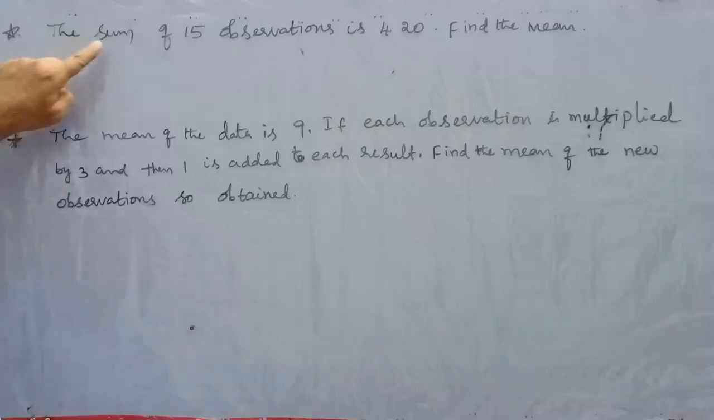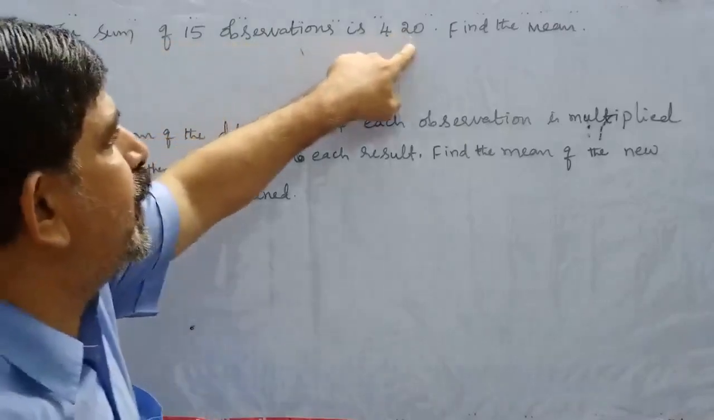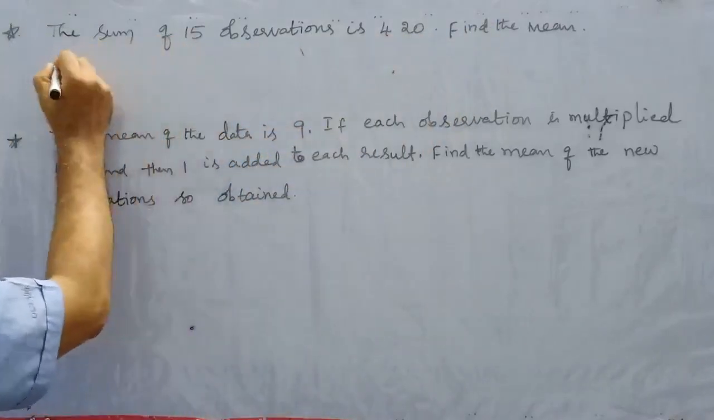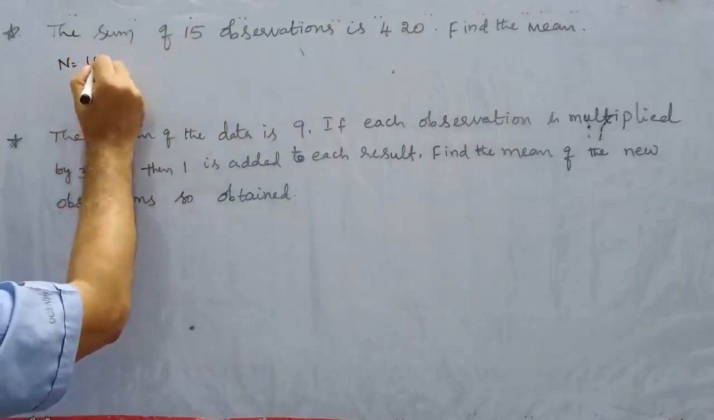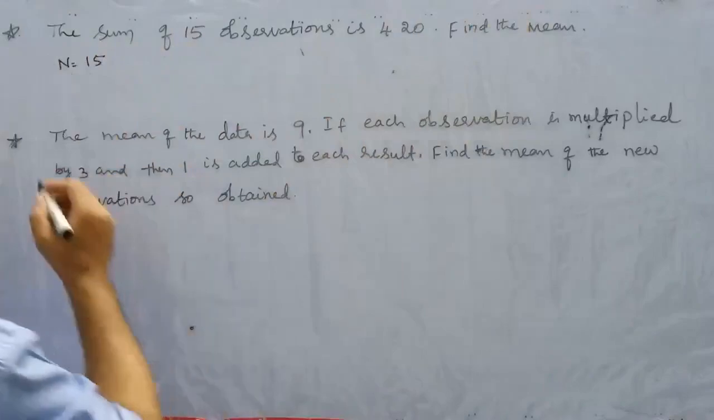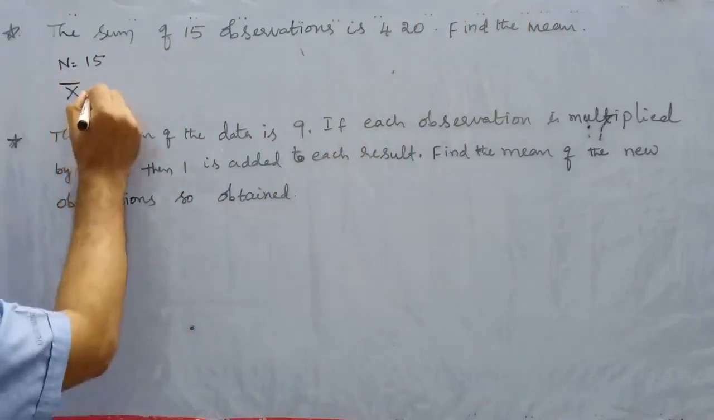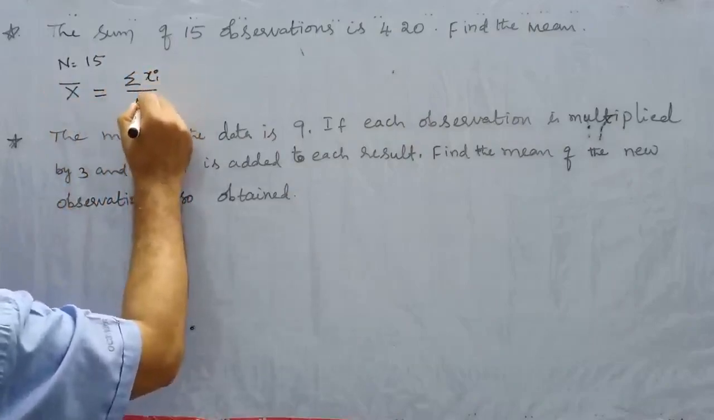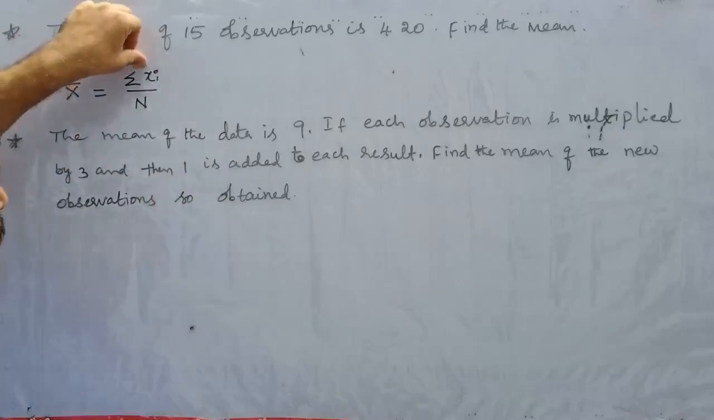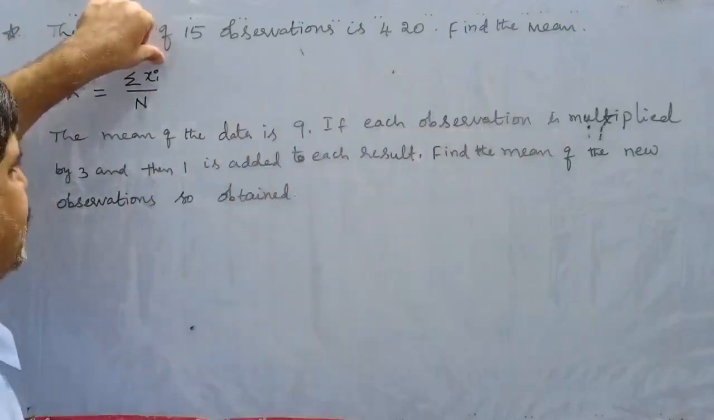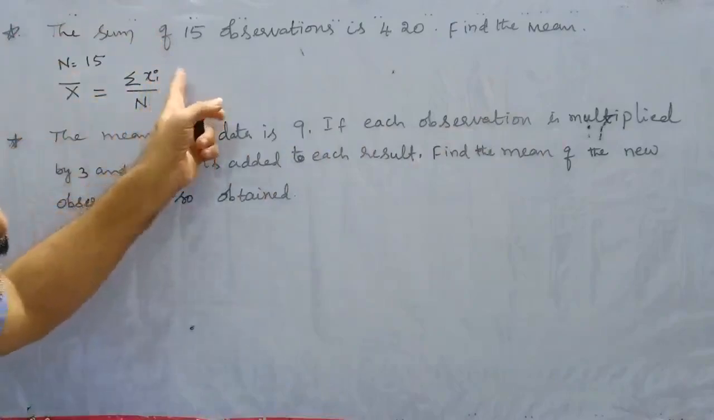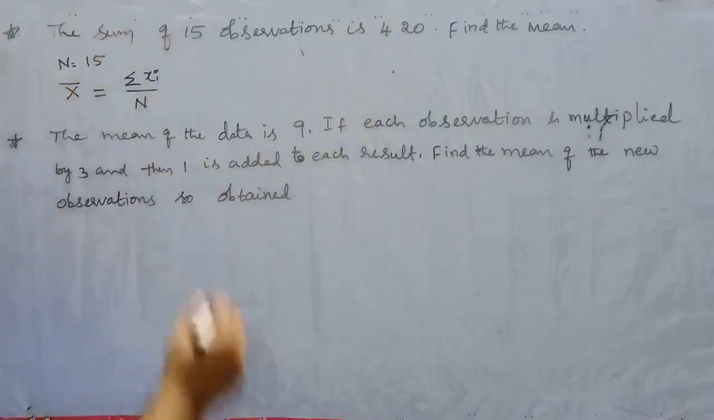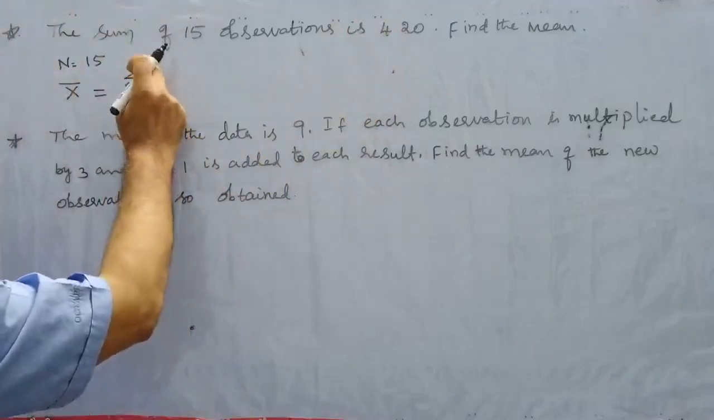Okay, next question. The sum of 15 observations is 420. Find the mean. The number of observations n is equal to 15. We have to find mean. So mean is equal to x bar. X bar is equal to sigma xi by n. So x is observation and i is the number of observations. That is first observation, second observation, third observation, fourth observation, and so on, nth observation. Here 15 observations.